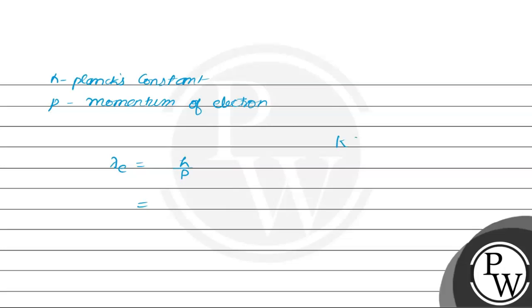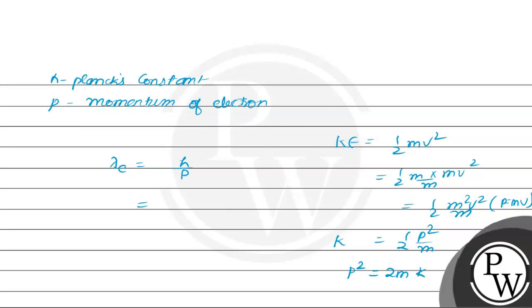We know that students, kinetic energy is given as half mv square. On multiplying and dividing this whole expression with m, we will get half m square v square upon m. This is also equal to half p square upon m, because p equals m times v. Let's represent kinetic energy as K. So p square equals 2mK, and from here p will be root 2mK. So students, here we related momentum to kinetic energy. This is the expression for lambda of electron.